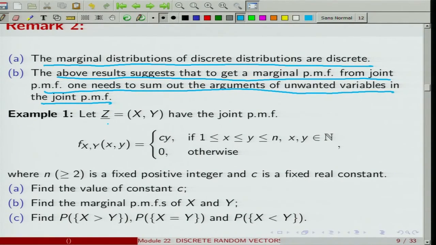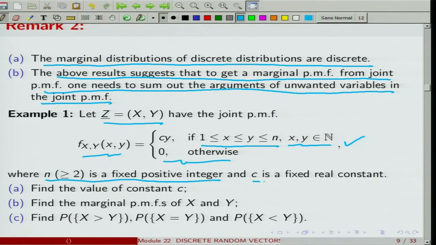Suppose Z = (X, Y) has this joint PMF: f_{X,Y}(x, y) = c·y if 1 ≤ x ≤ y ≤ n, with x, y belonging to the set of natural numbers, and 0 otherwise. Here n ≥ 2 is a fixed positive integer and c is a fixed real constant. Find the value of c, find the marginal PMFs of X and Y, and find P(X > Y), P(X = Y), and P(X < Y).